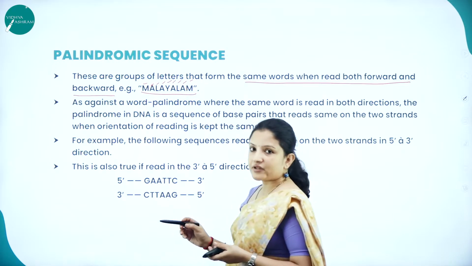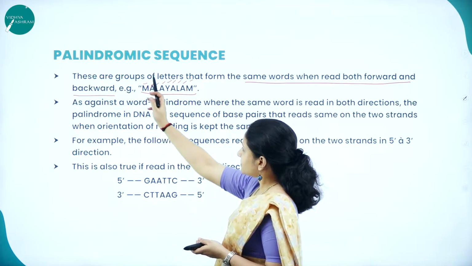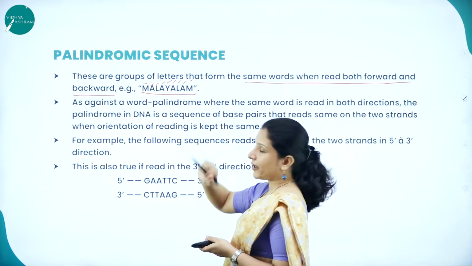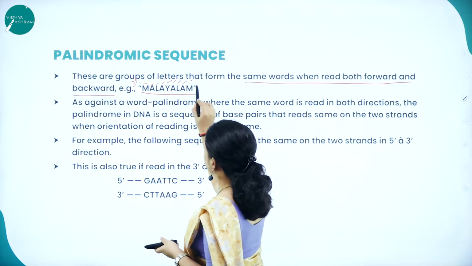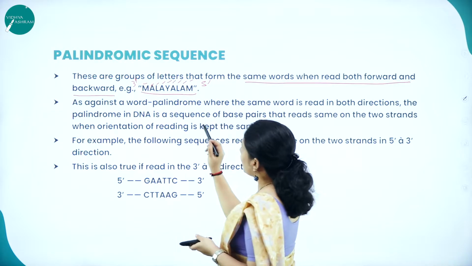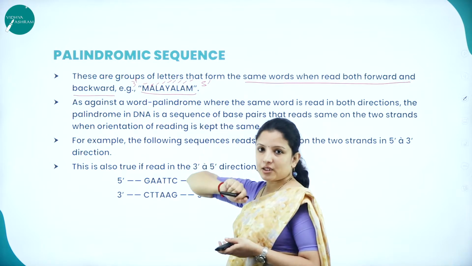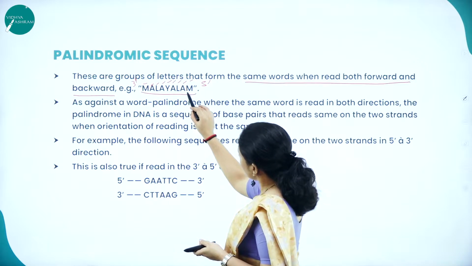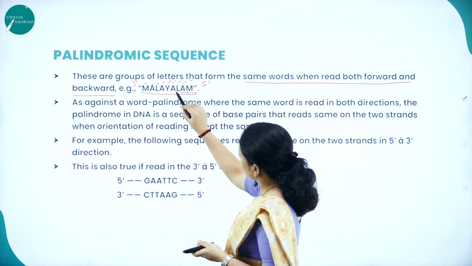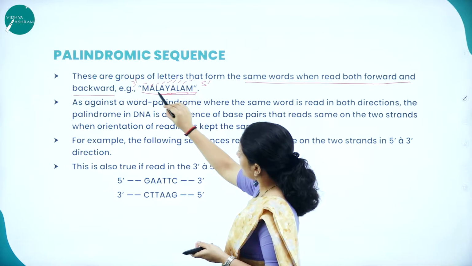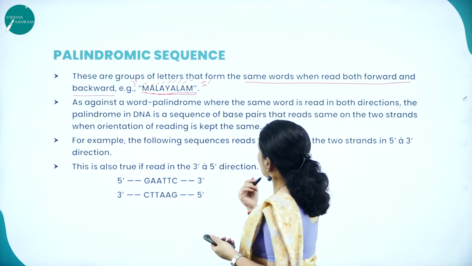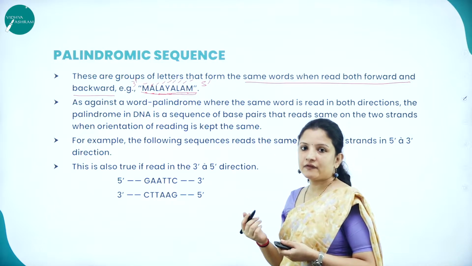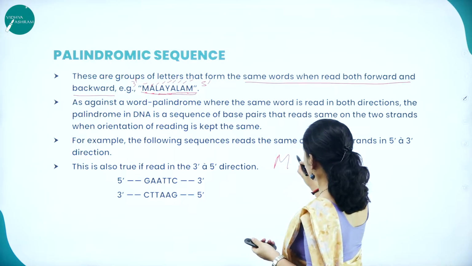M-A-L-A-Y-A-L-A-M. I've read it from one end to the other. For you to easily understand, I'll make it from 3' to 5'. I've read it. Now I should read it from 5' to 3'. Shall I read it from here? Again it is M-A-L-A-Y-A-L-A-M, meaning Malayalam. Or one more word, we have mom, easy to understand.